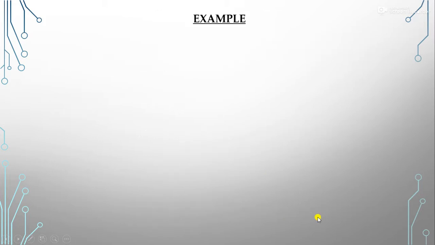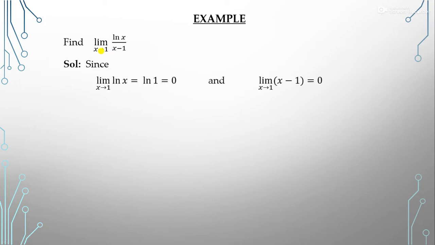Clear? Let's see some more examples. Suppose our function is log x upon x minus 1, limit x tends to 1. We have to find the limit of this function. When you put x tends to 1 in the numerator, log 1, and you know the value of log 1 is 0, and in the denominator x minus 1 is again 0. So here we have the 0 by 0 form, which is the indeterminate form.